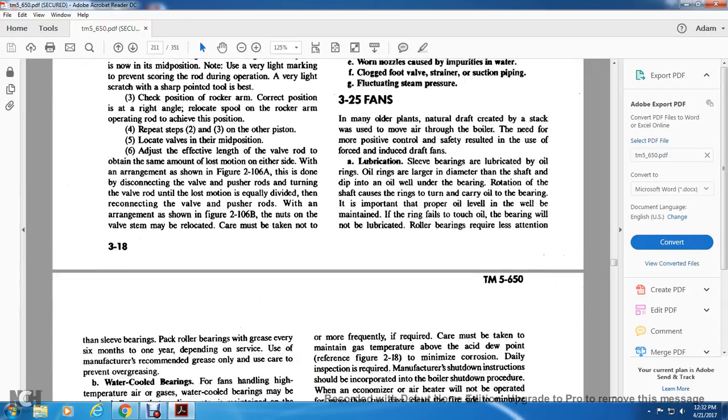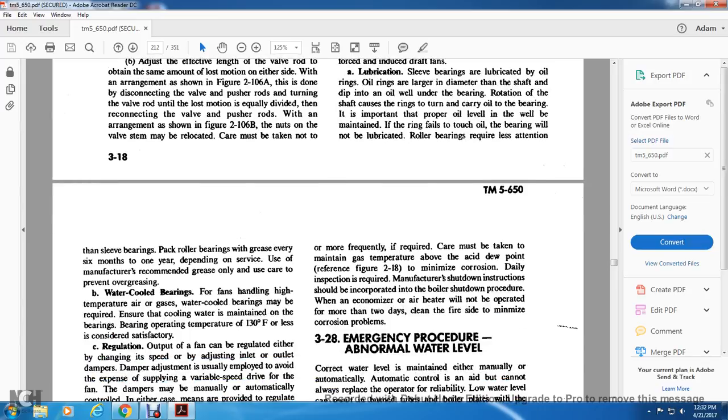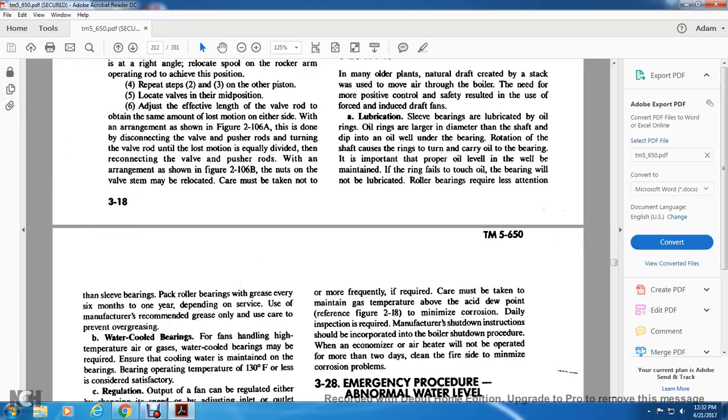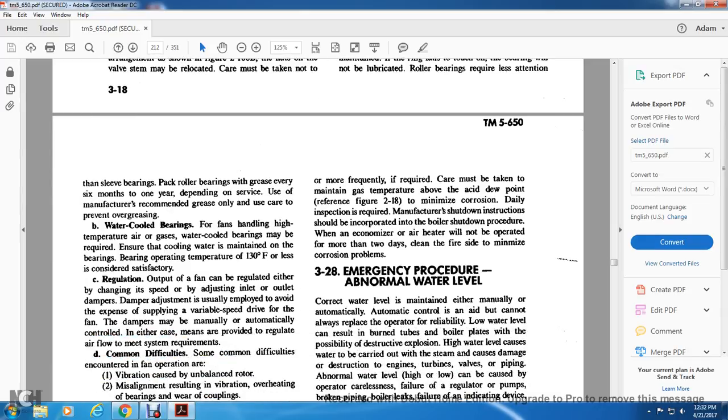Rolling bearings require less attention than sleeve bearings. Pack roller bearings with grease every 6 months to once a year, depending on the service. Use only the grease the manufacturer recommends, with care to prevent over-greasing.